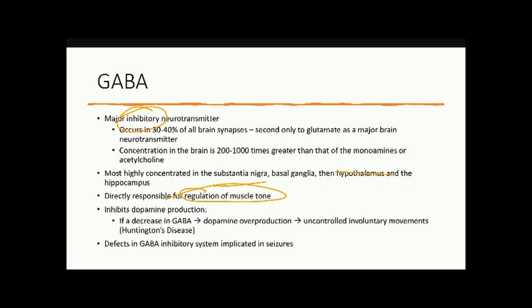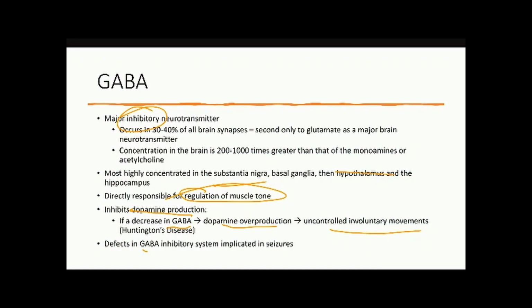It inhibits dopamine production, so the more GABA you have, the less dopamine you're going to have as well. So if you have a decrease in GABA, you get dopamine overproduction because nothing is stopping it. When all this dopamine goes up, we get uncontrolled movements. And that's what's called Huntington's disease. It's a genetic disorder. There used to be no cure for it, but I think in the last year or two, through CRISPR and genetic work, they have found some cures for Huntington's disease. But we'll get to that more when we get to movement disorders.